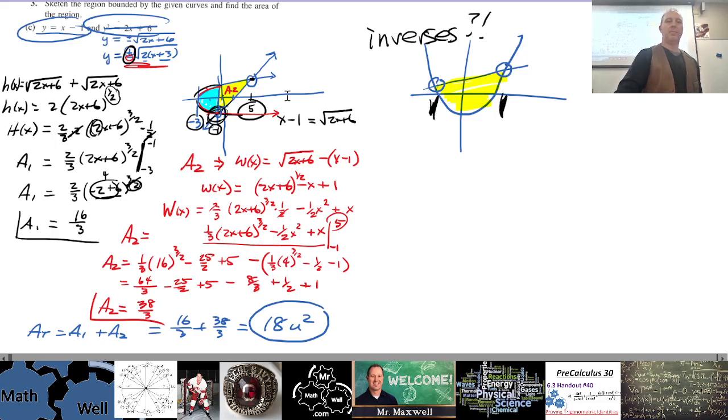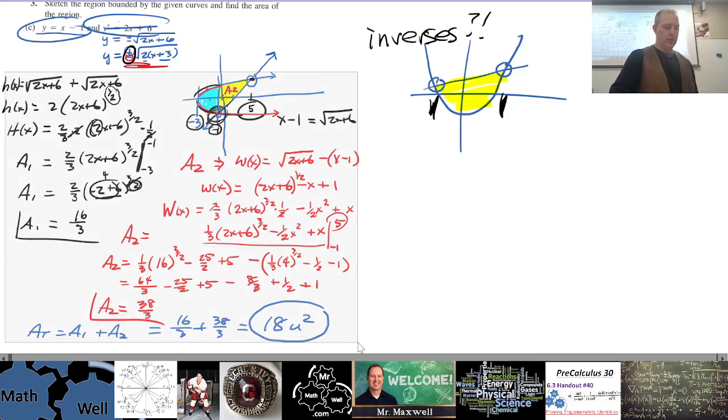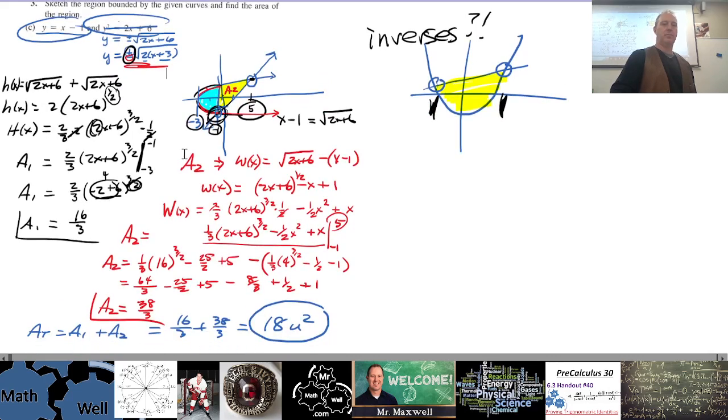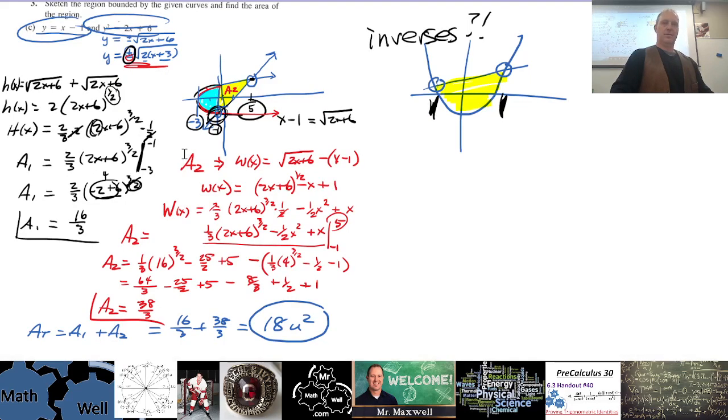So maybe a little less work in the middle to figure out 18 units squared, but that's a different way of looking at it. It might not be your first option to think about, let's sketch the inverses and find the area between those, because it would be the same area. That's why I did it this way. This is probably the way you'd want to think about it. Okay? Any questions on that? All right.